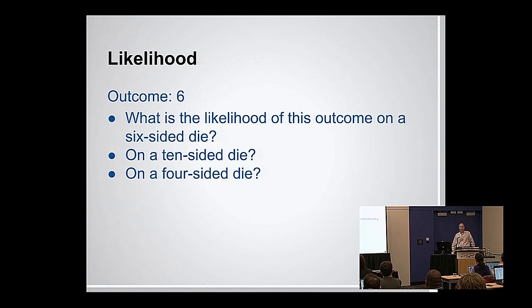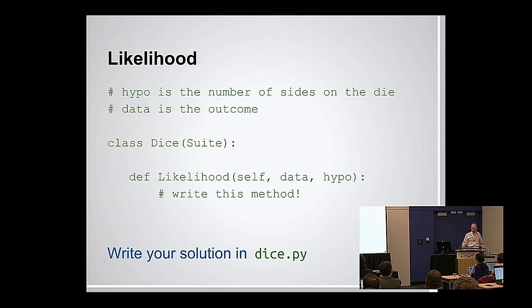So let's figure out what that is. If I don't know which die it is, I roll a 6. If it is actually a 6-sided die, what's the probability of that outcome? 1 in 6. If it's a 10-sided die, what's the probability of rolling a 6? 1 in 10. If it's a 4-sided die, what's the probability of rolling a 6? 0. Okay. So you know the likelihood function. All you have to do is fill it in. And that is your next exercise.